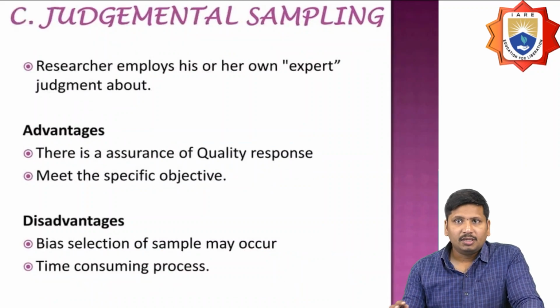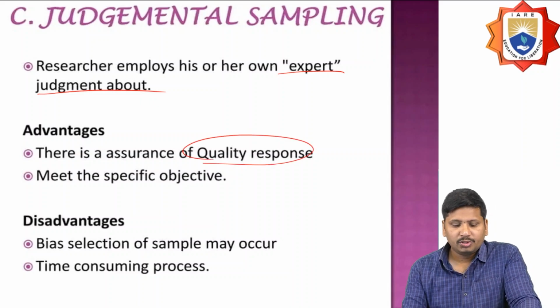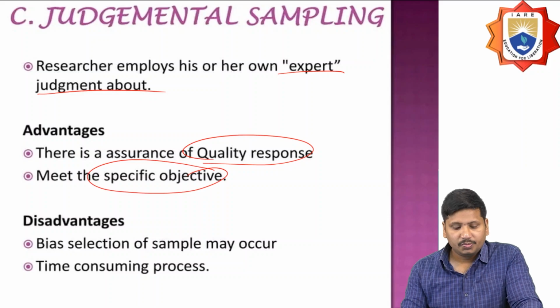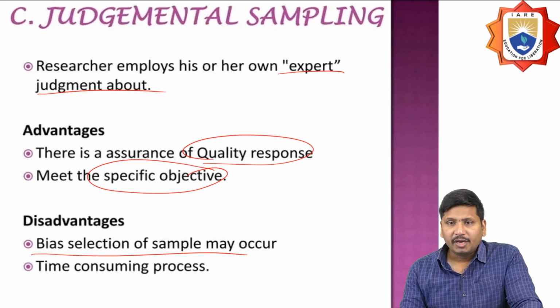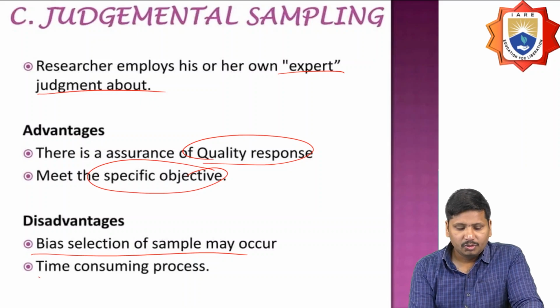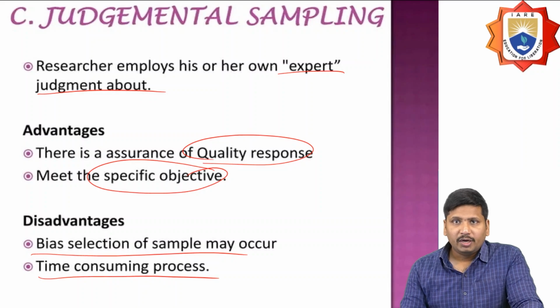Judgmental sampling is another type. Here the researcher employs expert judgment, and the advantage is that there is an assurance of quality response and it meets the specific objective. The disadvantage is that biased selection of the sample may occur and it is a time consuming process. So these are the advantages and disadvantages of judgmental sampling.